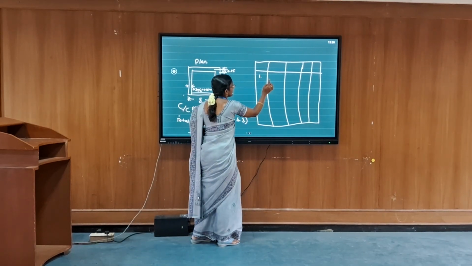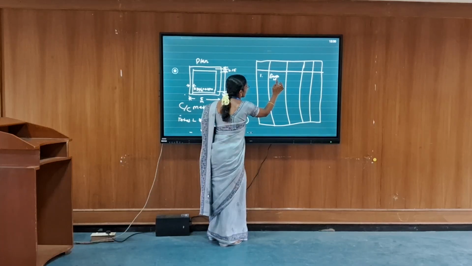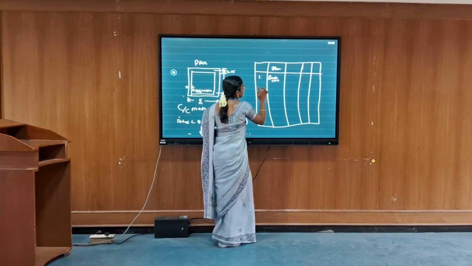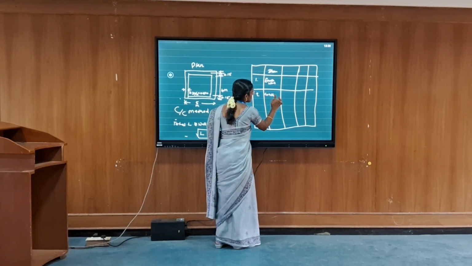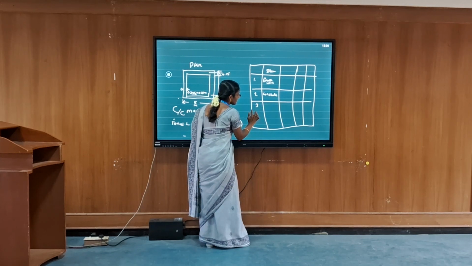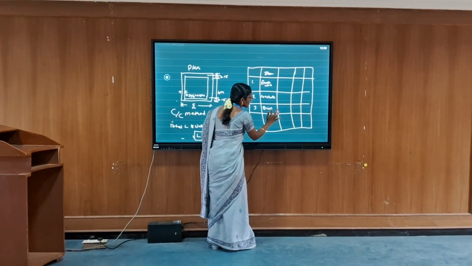So first, for example, you will take earthwork. First is the earthwork. This is the item of work. The next one is the cement concrete. How much cement concrete you are going to use is the second one. And the third is the brickwork. So the quantity of the brickwork we have to calculate.